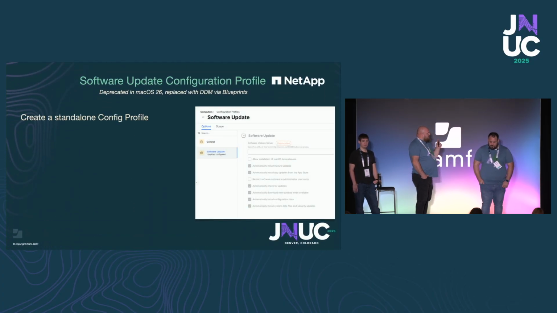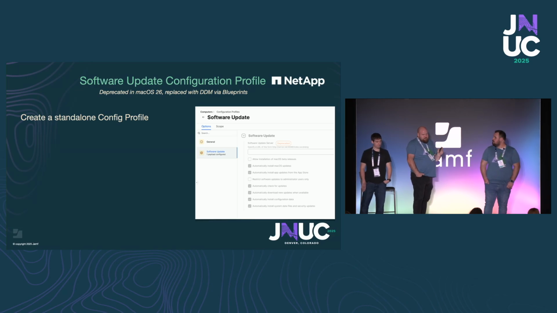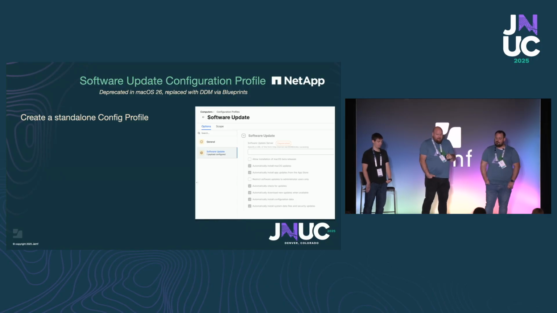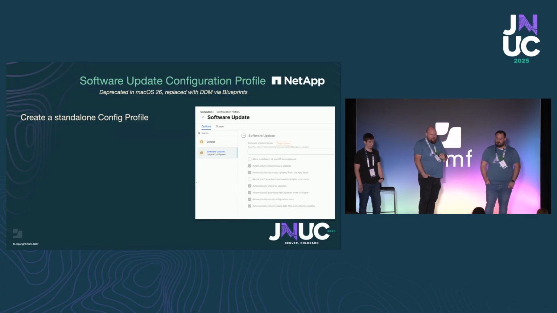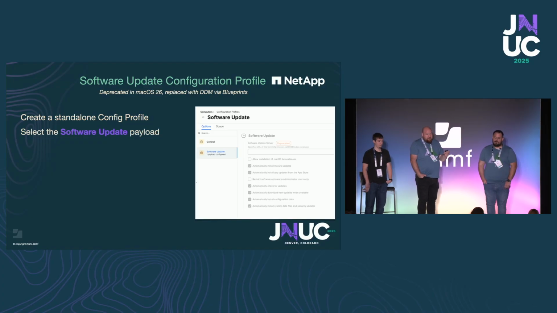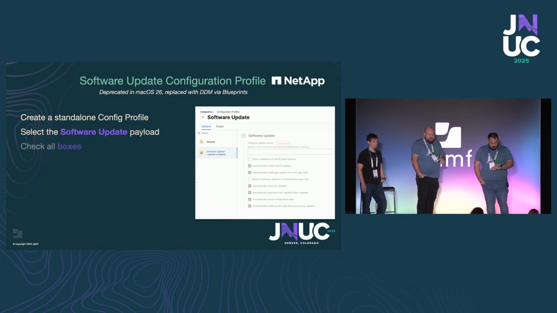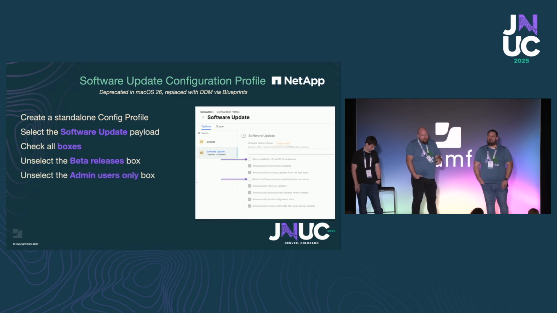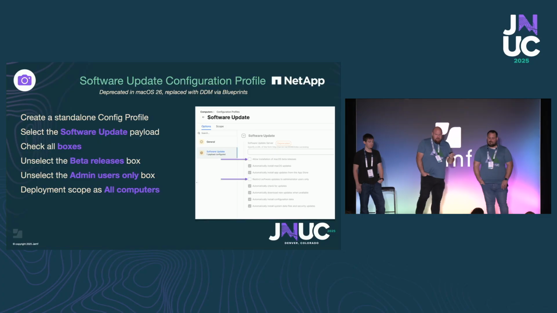So, back to the config profile part. I want to call out here, it is deprecated in macOS 26. So if you do go down that road, it will only do macOS 15. It is replaced by blueprints with DDM for macOS 26. So it is just a standalone configuration profile. You enter the payload for software updates. We literally click all the boxes, and then we untick the beta versions, and we untick to restrict users from being an admin, and then we literally deploy that out to all systems.